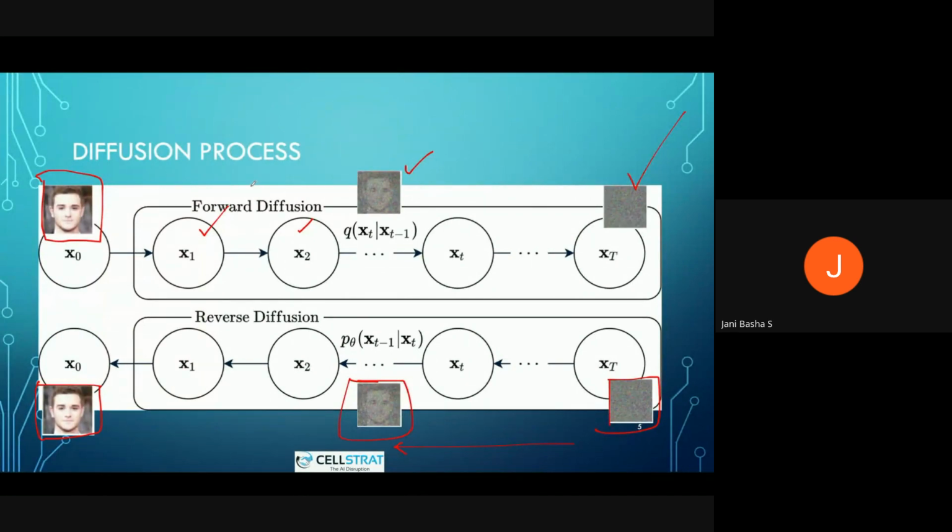In order to do this forward diffusion, we'll add Gaussian noise to the image. That's what I was telling. And in order to do the reverse diffusion process, we'll take the help of the UNet, wherein we are predicting the noise and then subtracting the noise from that image to get the original image. So the UNet's job here is to predict the noise.